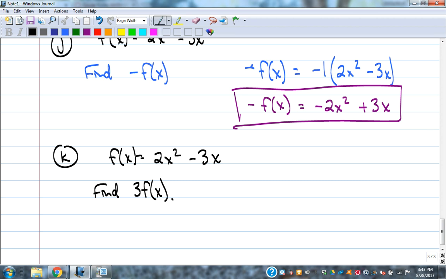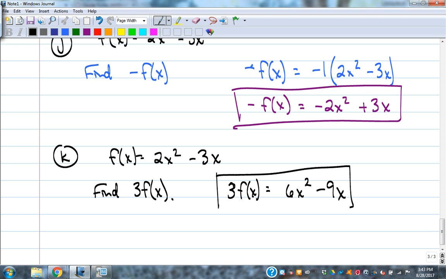What's that mean we're doing? Multiply everybody by 3. Really easy stuff. They can multiply them by 3. 6x squared minus 9x, right? Distribute a 3 across the whole problem. That's all that means. Pretty simple stuff.